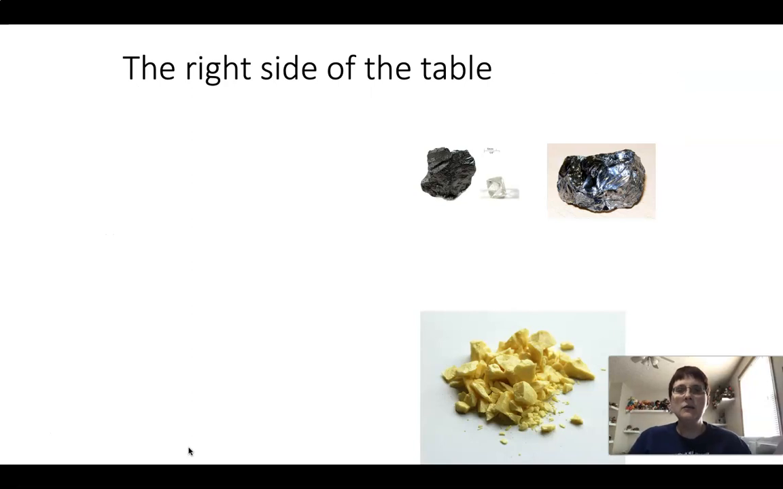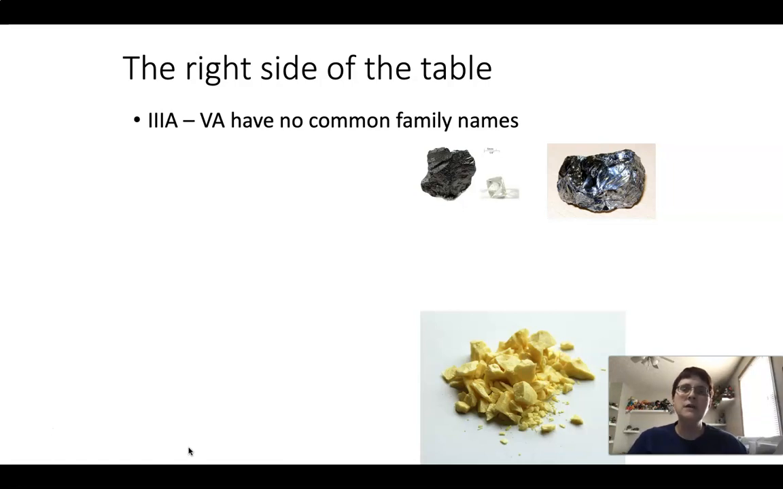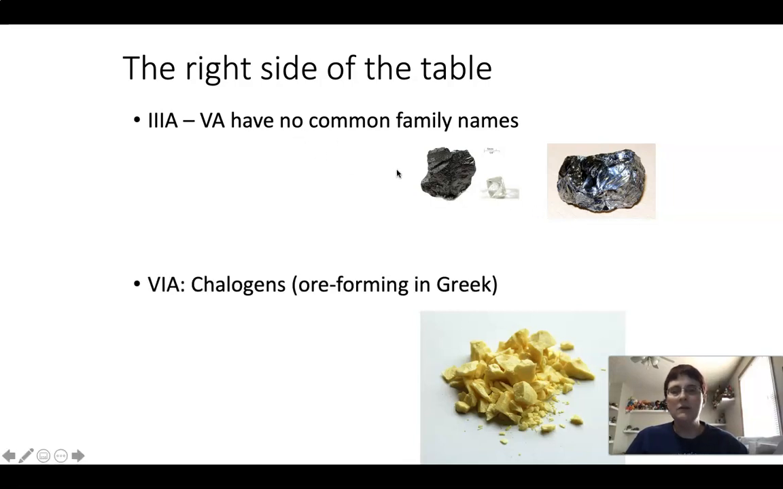So then the right-hand side of the table, we're just going to go across those columns there. Like I said, 3A to 5A, they don't have any common family names. They don't have super high reactivity. And they have a mix of metal, non-metal, and metalloid. So that's part of why they don't have any family names. They do have things in common, but they are not nearly as similar for each column as we see with the other families, because you've got that mix of the three different types of materials in those columns. But you can see carbon belongs in one of those three families.